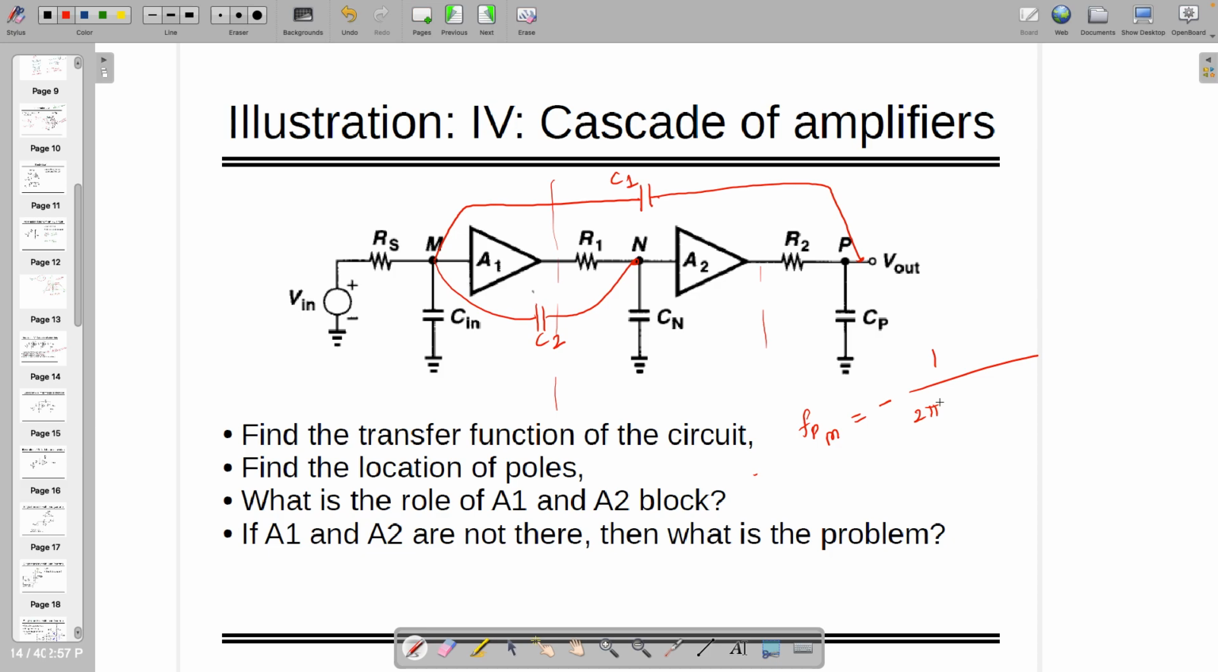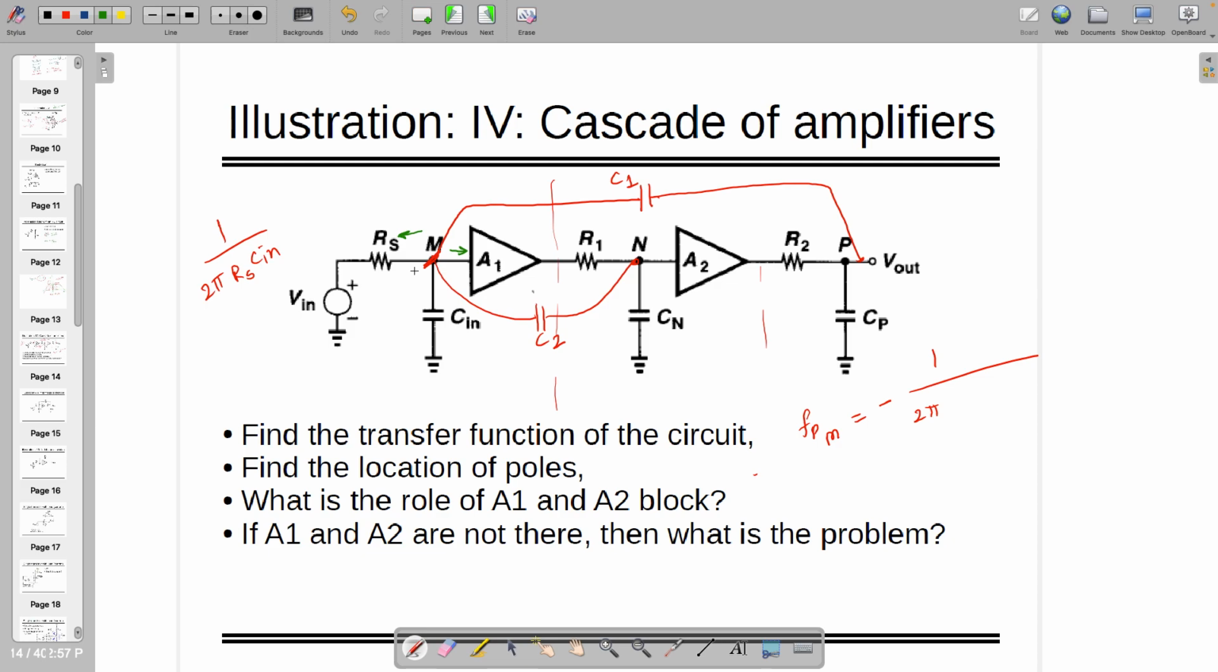Why is a pen required? By the way, we understand that if these C1, C2 are not there, then the frequency is 1 by Rs times Cn, or whatever the resistance available at this node, look at that. I am seeing two branches. Can you see two branches? One goes this side, one goes this side. Resistances and all capacitances are 0 at that time.